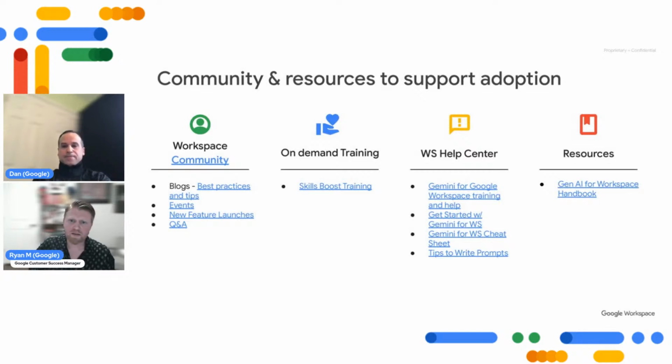And then there's the Gen AI Workspace Handbook. This is a great, I think it's like 25 pages, but it goes into very detailed analysis on where we're seeing impact across lines of business with organizations. It can get you thinking about where can I get value out of Gemini for Workspace. So really encourage folks to take a look at that, and it has a lot of great resources there.